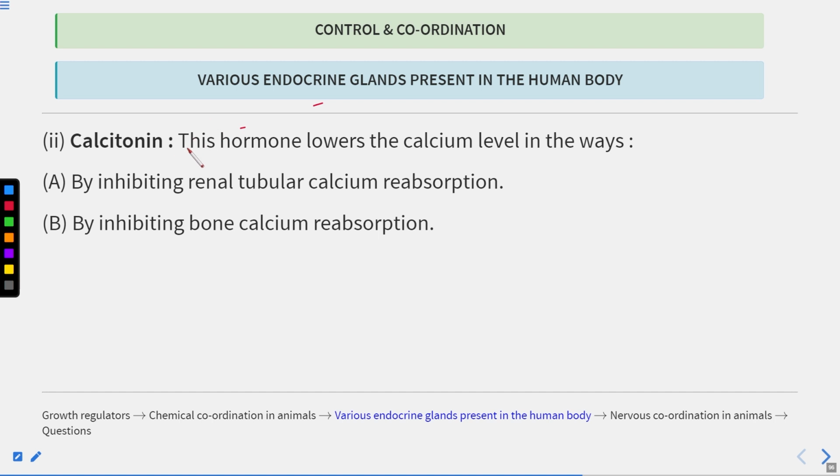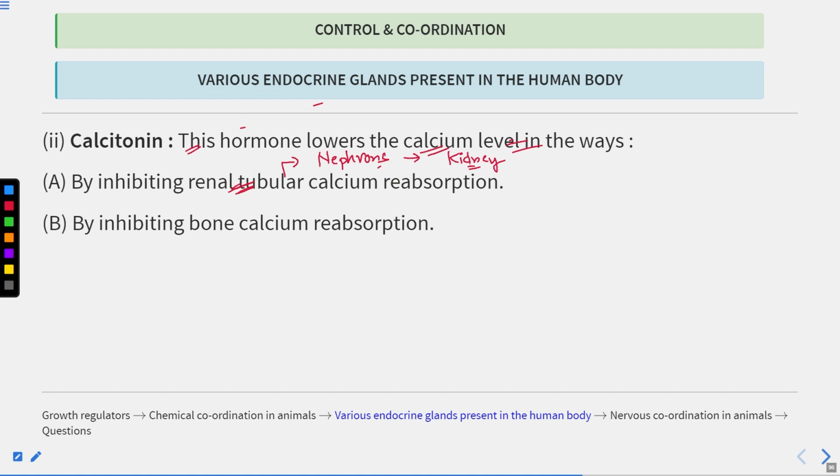Now let's study the calcitonin hormone. This hormone lowers the calcium level in the blood in the following ways. First, it inhibits renal tubular calcium reabsorption. The renal tubule is part of the nephron. And what are nephrons? These are the structural and functional unit of the kidney. These renal tubules are the distal convoluted tubule, proximal convoluted tubule, and the collecting tubules.